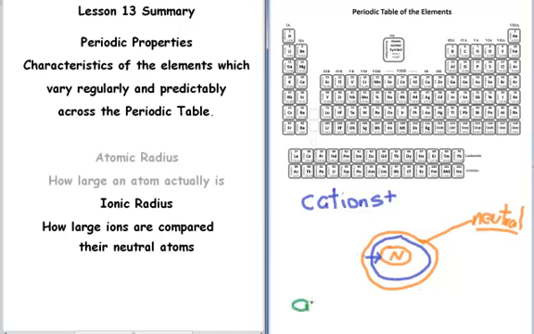On the other hand, when atoms gain electrons, they develop a negative charge and are then known as anions. Well, the extra electrons then can't be pulled on as hard by the protons, so the radius of an anion ends up being larger than the radius of its neutral atom.